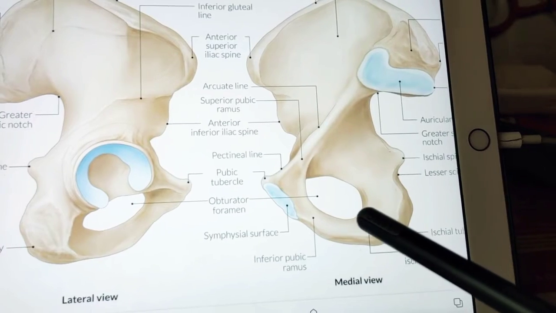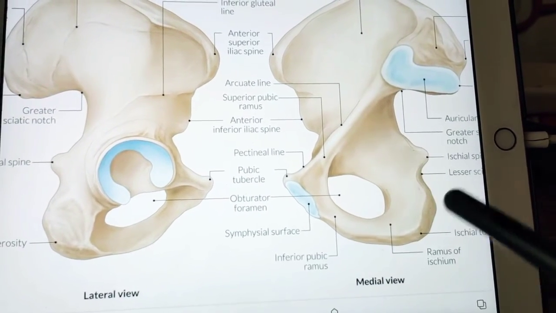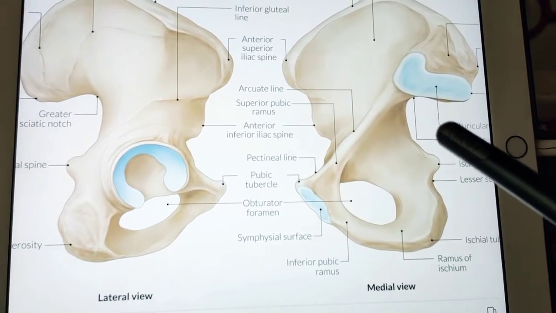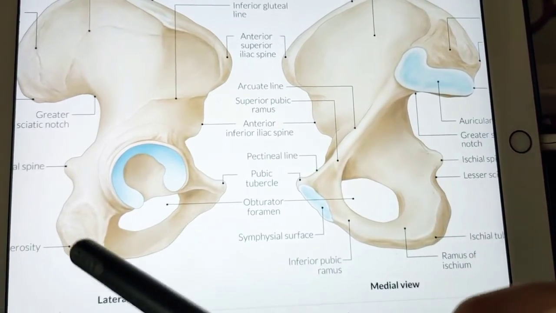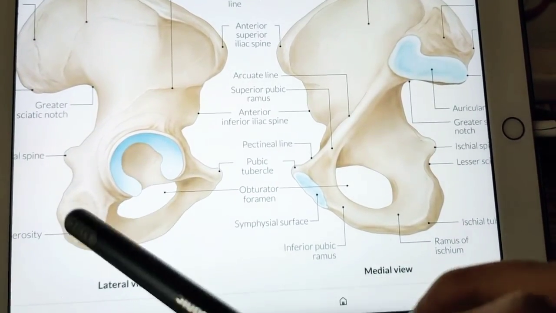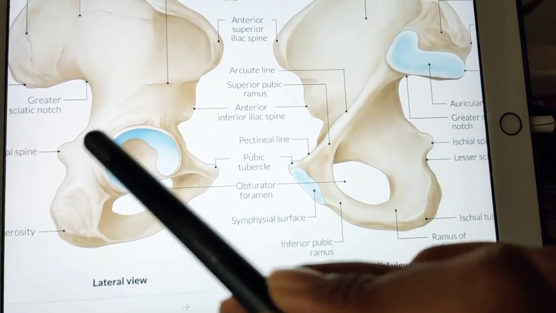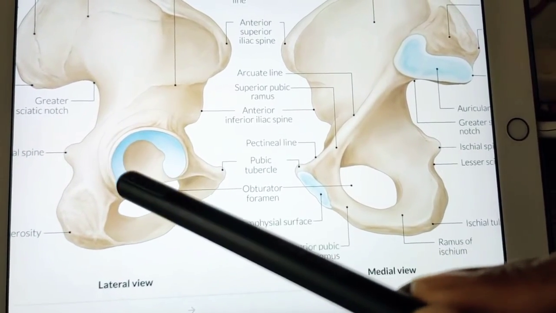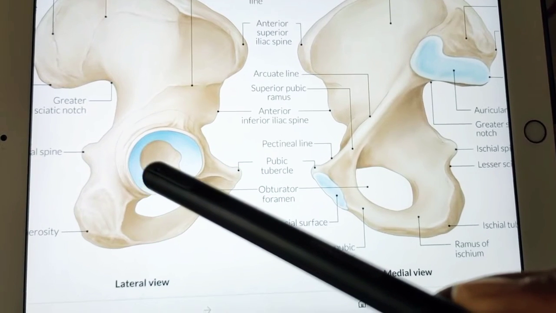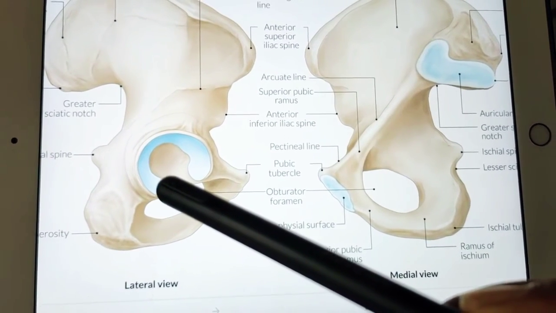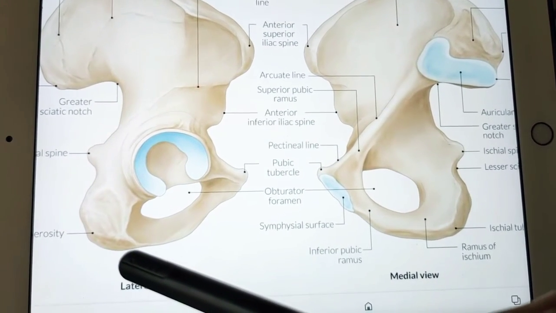Now we are going to start the general features of the ischium. You can see this is the ischium. It is mainly placed in the posterior inferior part of your hip bone. This side is the lateral side of the ischium and this is the medial side. Its lateral side is adjoining mainly with the acetabulum, two-fifths of the acetabulum, and it forms the posterior boundary of the obturator foramen.